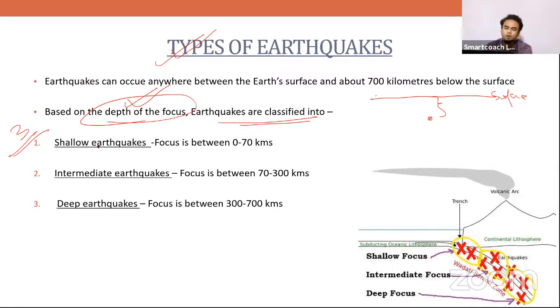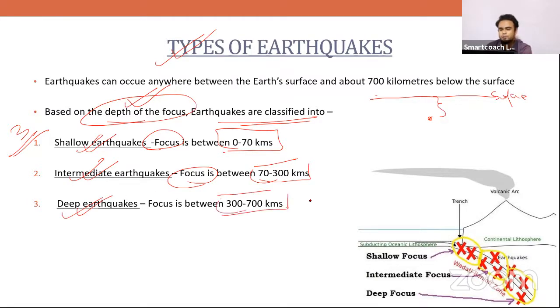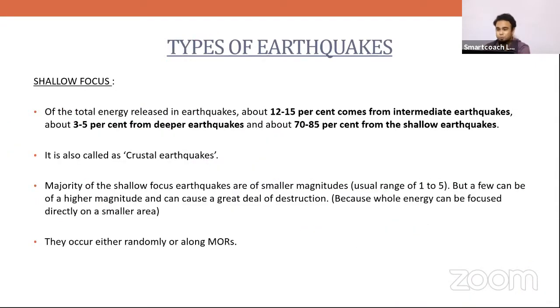The first one is called a shallow earthquake, where the focus is between 0 to 70 kilometers. Then we have intermediate earthquakes, where the focus is between 70 to 300 kilometers. And then we have deep earthquakes, where the focus is between 300 to 700 kilometers. All right. So these are the three different types of earthquakes that we see. Now let us understand these three different types of focuses. First, let us talk about shallow focus.